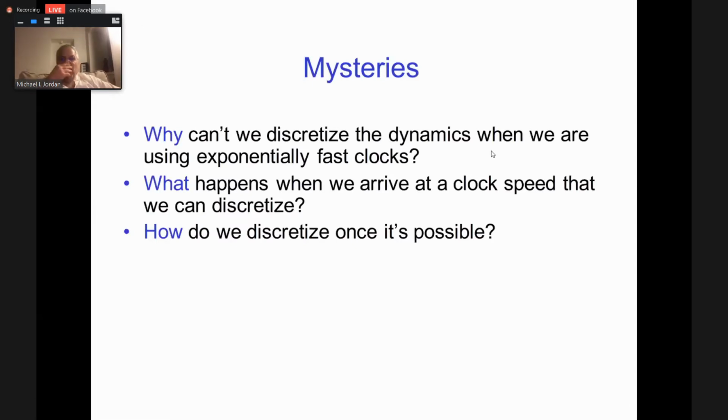Okay. All right, so this slide was written a couple of years ago. This was kind of the mysteries, which is that, okay, in continuous time, you go as fast as you want. The geometry sort of influences what path you take. That's interesting. But now we've got to get back to discrete time to actually get an algorithm. And we can't go as fast as we want. So there must be a phase transition, a breaking point where we can no longer discretize the dynamics. So what happens when we reach that clock speed where we can discretize? And then once we can discretize and still preserve our fast rate, how do we do that?